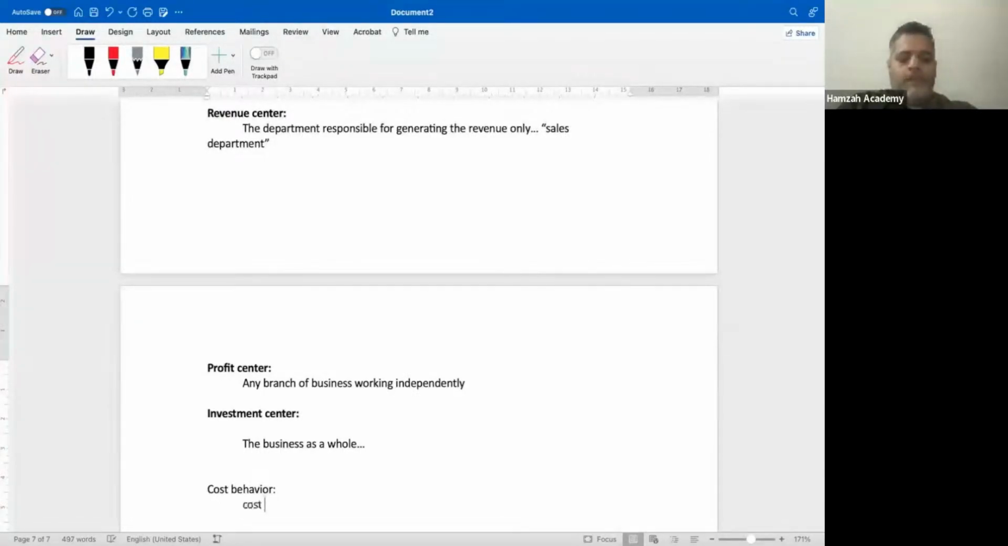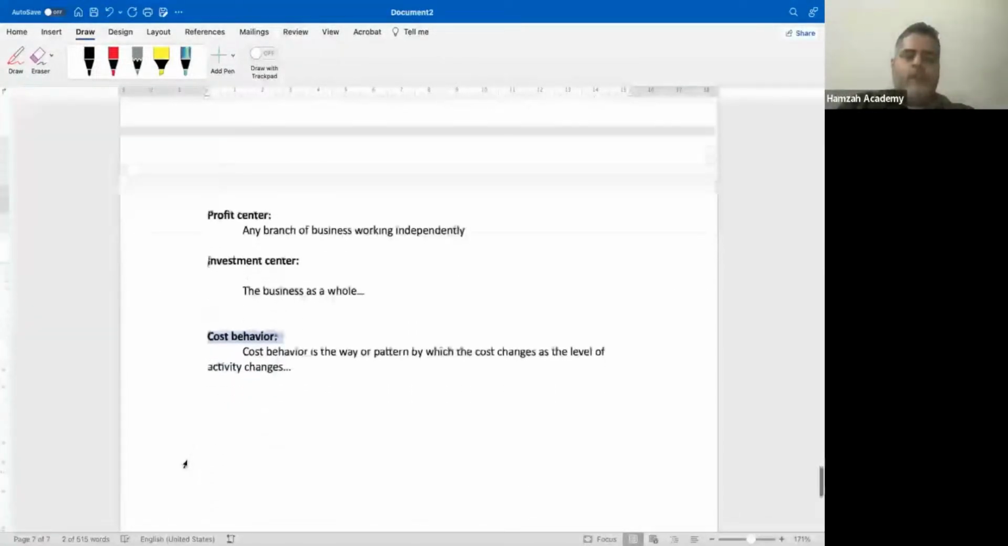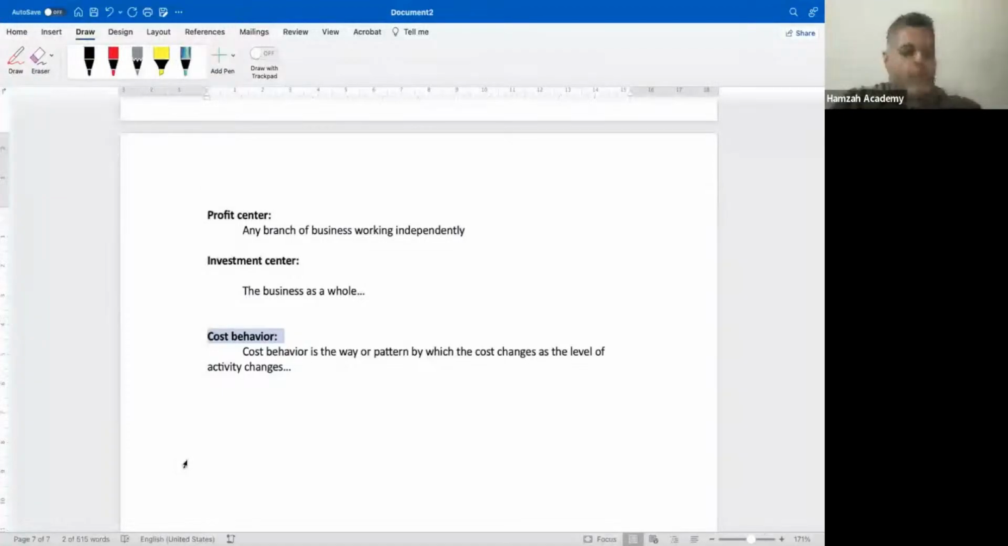Cost behavior is the way or pattern by which the cost changes as the level of activity changes, right?